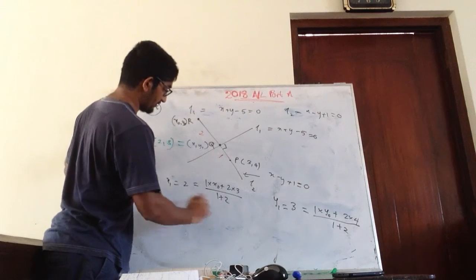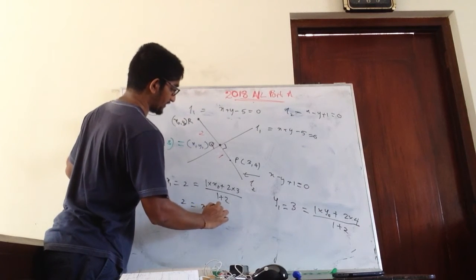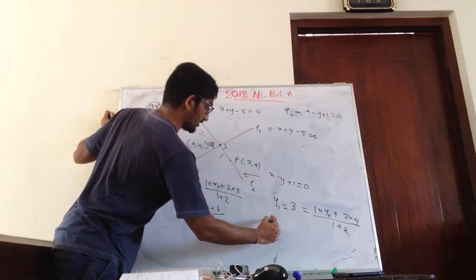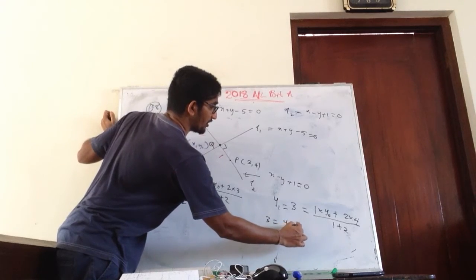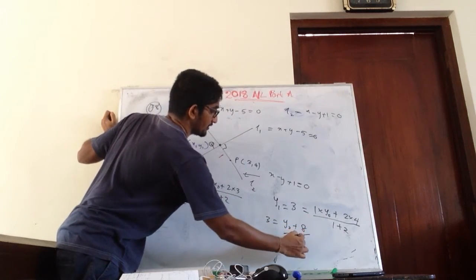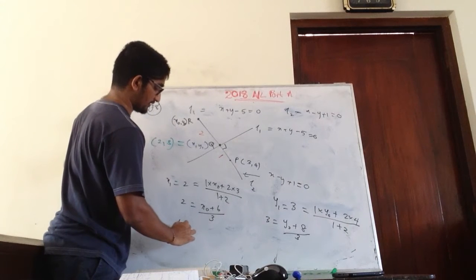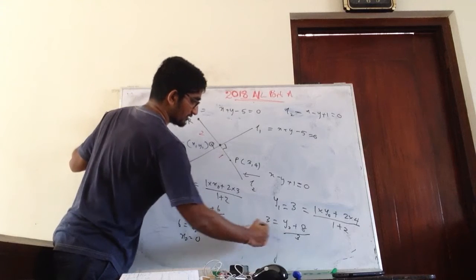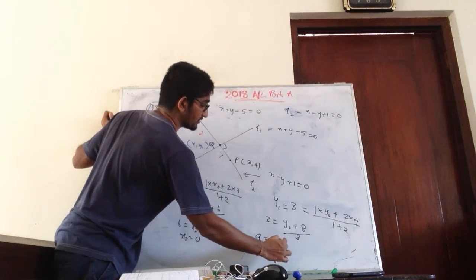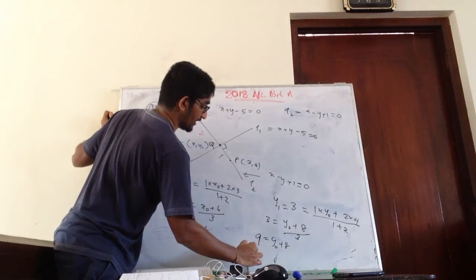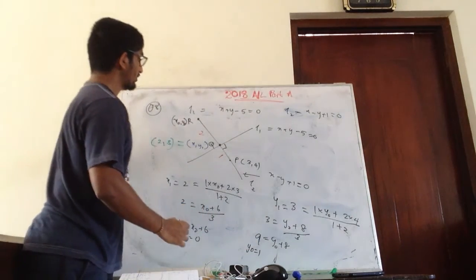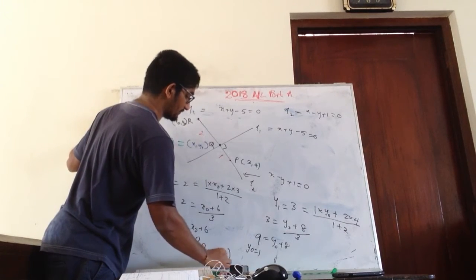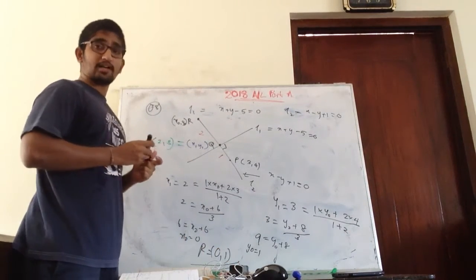Correct, no? So this will be 2 into x0 plus 6 over 3, and this will be 3 y0 plus 8 over 3. So we will get 6 equals x0 plus 6, so x0 will be 0. This will give 9 equals y0 plus 8, so y0 is going to be 1. So basically what we need is the r value. So r will be 0, 1. That's the answer that they asked.